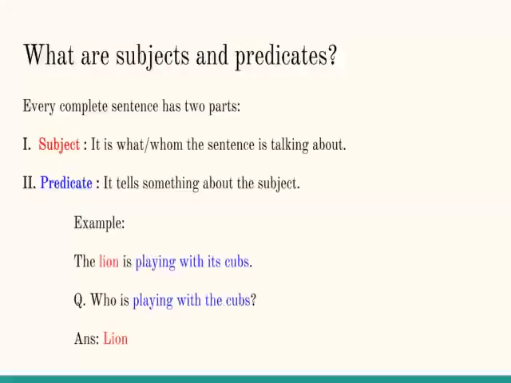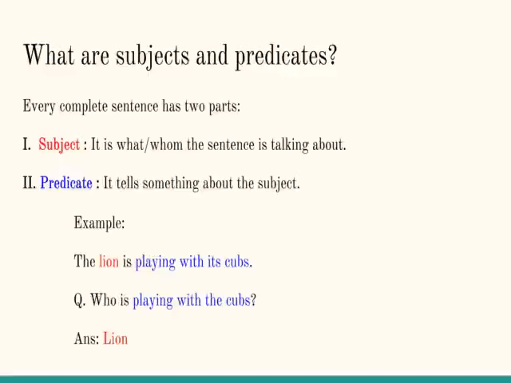Hello friends. So we are going to talk about a really important part of speech, and that is verb. But before that, let's talk about subjects and predicates. So what are subjects and predicates? Every complete sentence has two parts, subject and predicate. So a subject is what we are talking about in a sentence, and predicate is something that tells you about the subject in that same sentence.